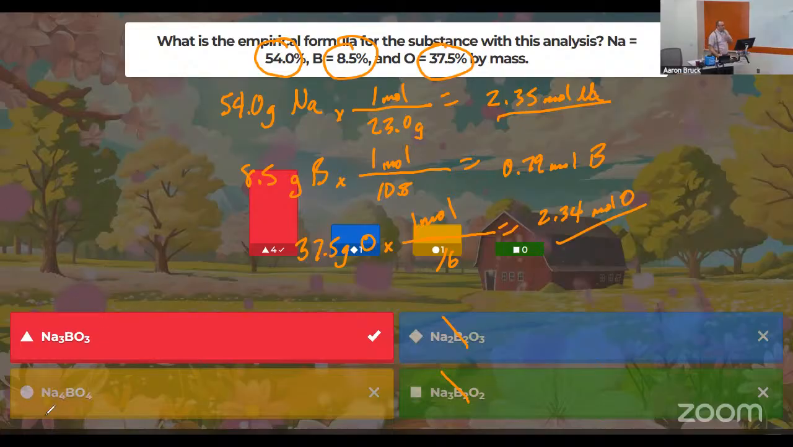Now in between yellow and red, how do I know which one's which? Well, this is where the other part of it comes in. I need to divide by 0.79 to figure out the ratio. That's going to give me 1 boron. That's going to give me roughly 3 sodiums. Now, since I know sodium and oxygen are the same, I don't need to do this calculation here. I know they're the same. And so 3 sodiums, 1 boron, 3 oxygens, that's red triangle.